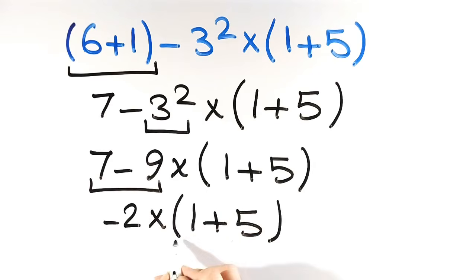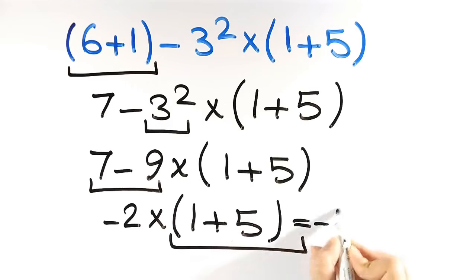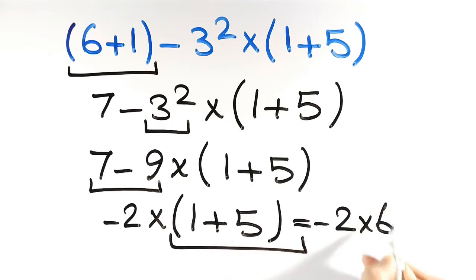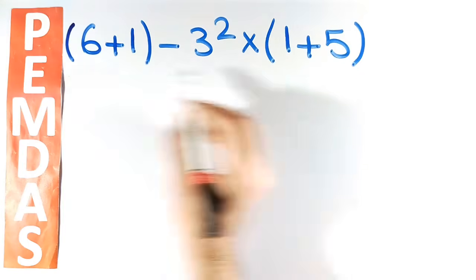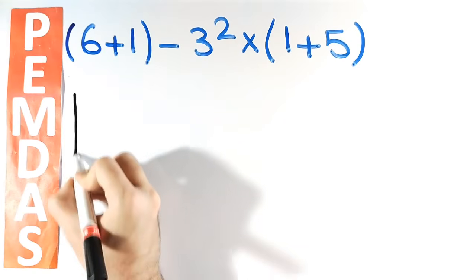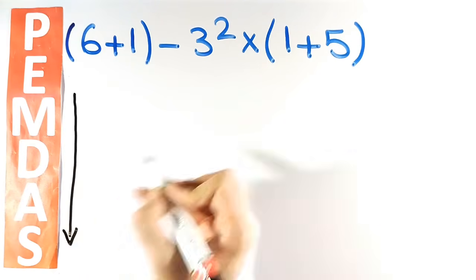And the final step, they go to the expression inside the parenthesis and write this expression as negative 2 multiplied by 6, which finally gives them the answer negative 12. However, it's not the correct answer to this question. To solve this question, we must follow the order of operations step by step from top to bottom.